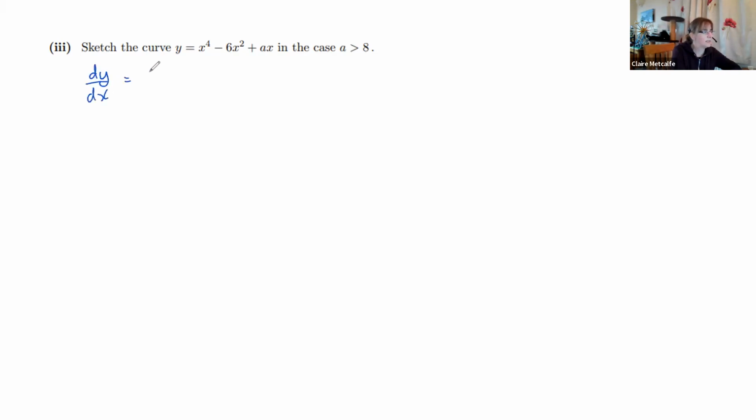dy by dx is, especially since we did lots of talking about stationary points before, so this is my dy by dx. We can have a look to see what happens for the second derivative as well. We know that, in a similar way to before, d squared y by dx squared is equal to 12x squared minus 12. So this is equal to 0 when x equals 1 or -1, okay?